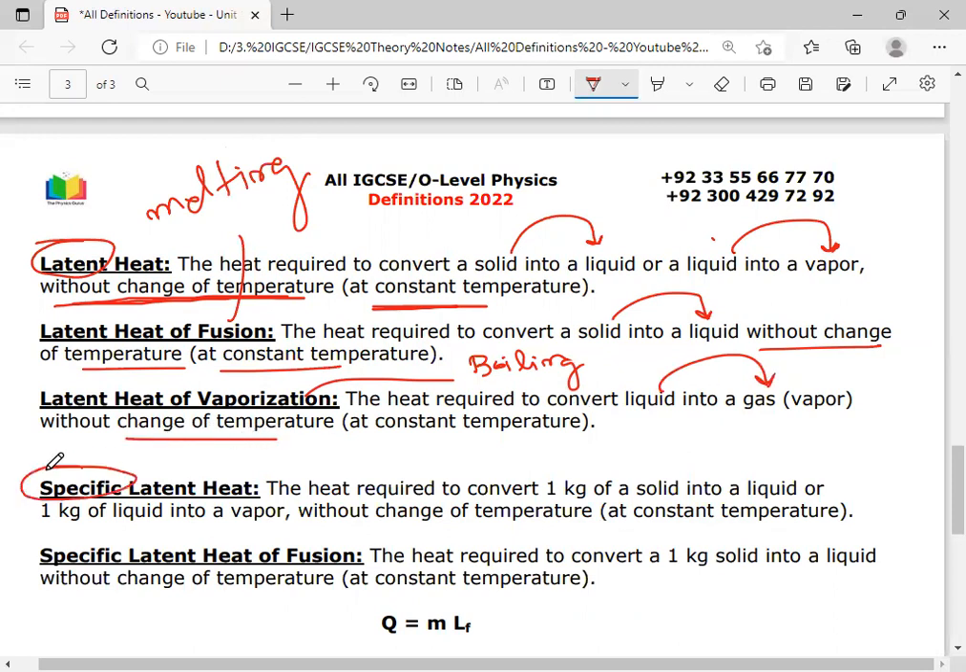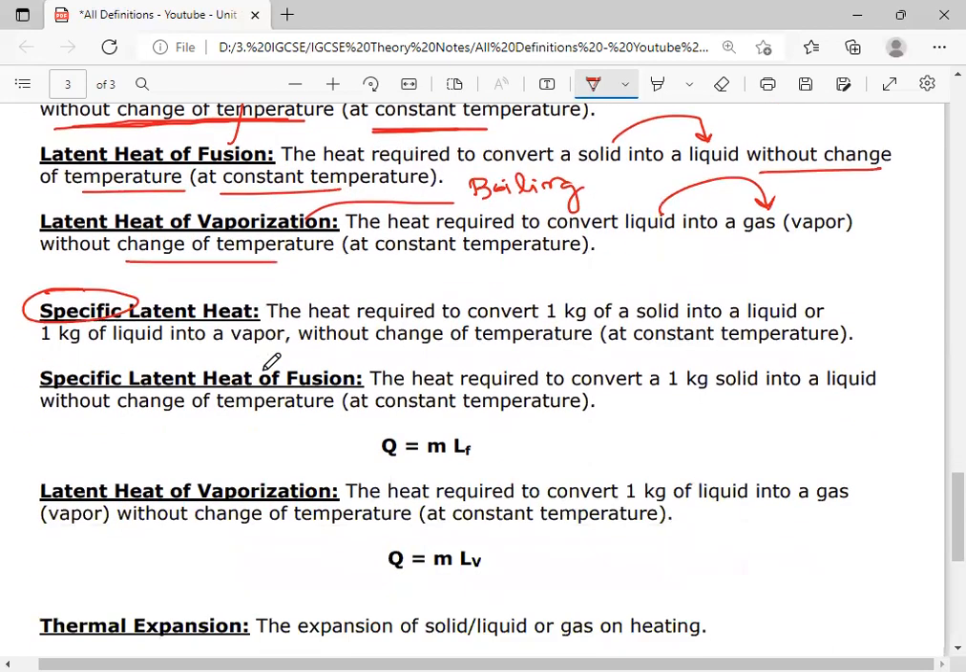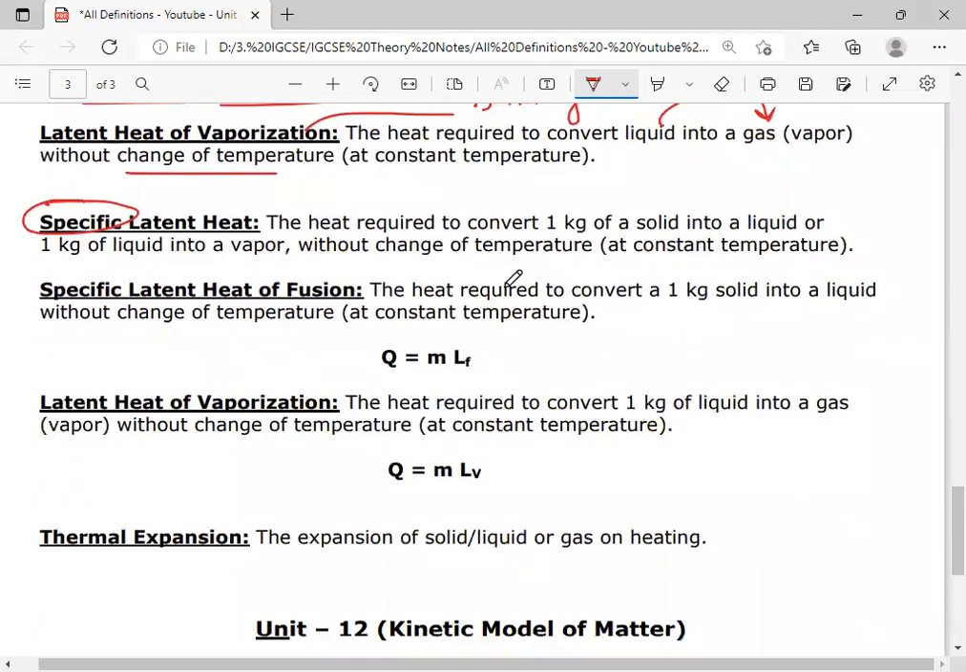Now the definition of specific latent heat. Since the term specific is used, we have to mention the word 1 kg, and since latent is used, we have to mention the term without changing temperature. So the amount of heat required to convert 1 kg of solid into liquid or 1 kg of liquid into vapors at constant temperature, or without change in temperature, is called specific latent heat. And it is of two types: specific latent heat of fusion and specific latent heat of vaporization.